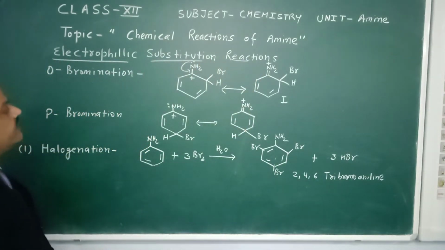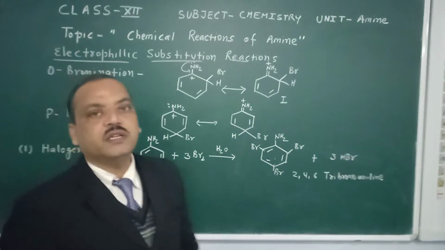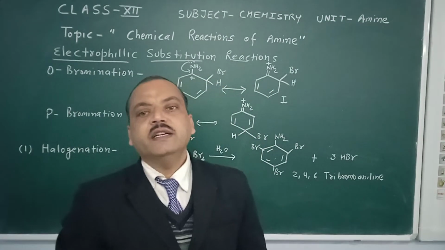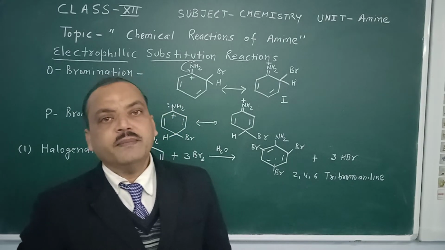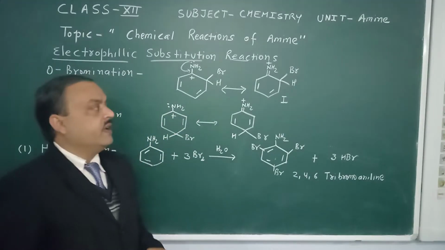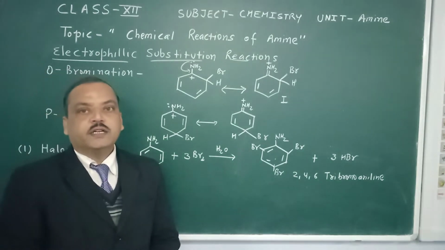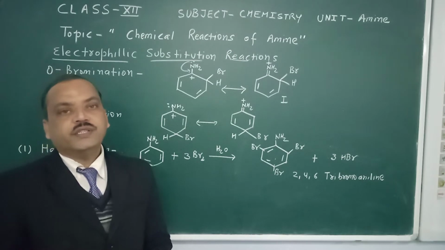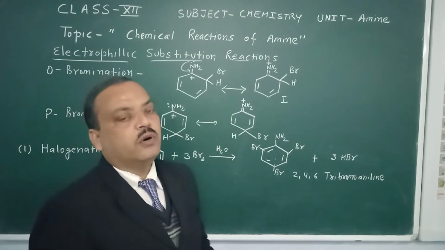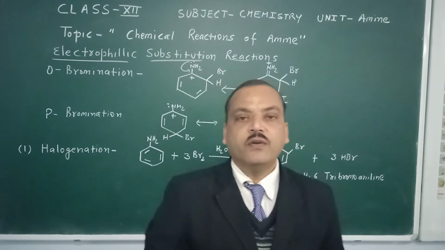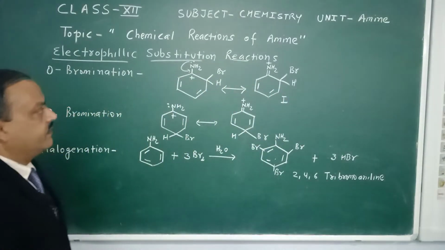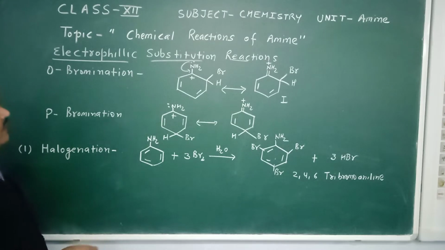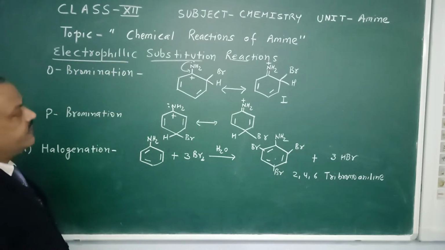We are continuing with our previous topic from our last video. I am again revising the topic, electrophilic substitution reactions. In these reactions, we observed that aniline has a lone pair of electrons which increases the electron density on the benzene ring. That's why the ortho and para positions of aniline are electron rich in nature. So both kinds of products are formed in electrophilic substitution reactions.